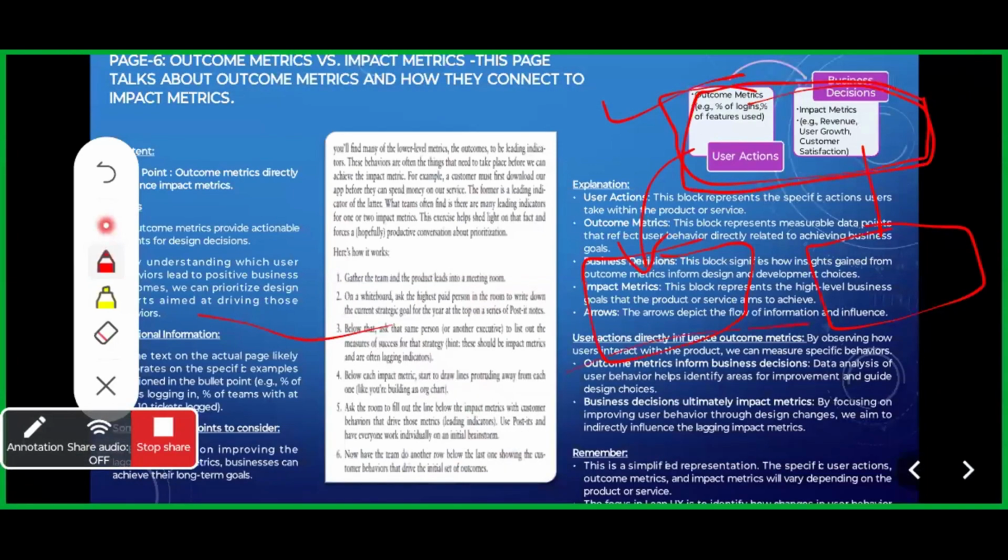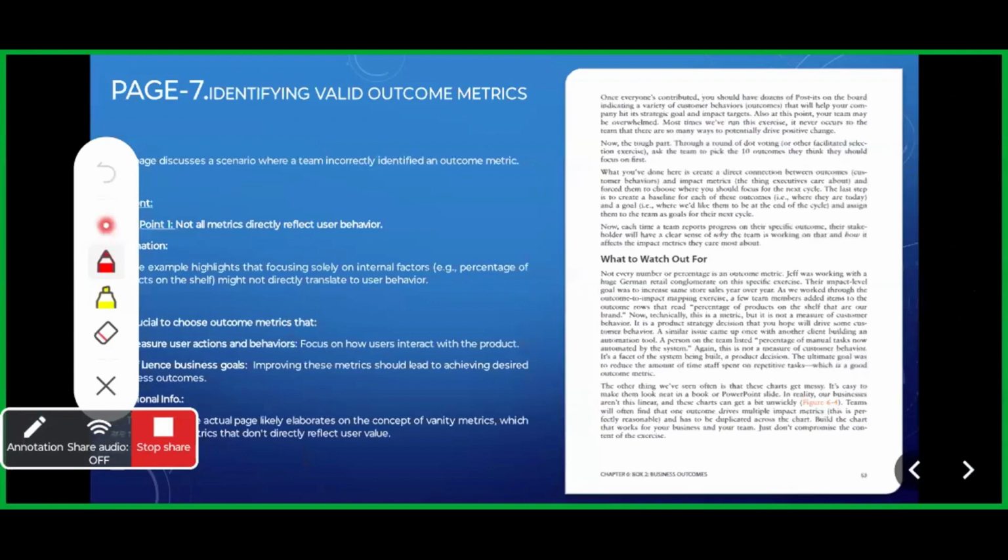Next up would be identifying only the valid outcome metrics. This is basically page number 7. In page number 7, it states that not every outcome metric will lead to an impact metric. There is something called a vanity metric. Vanity metrics are those metrics which are not of any use to us or are not directly creating any revenue or actually affecting the entire business outcome structure of our product.